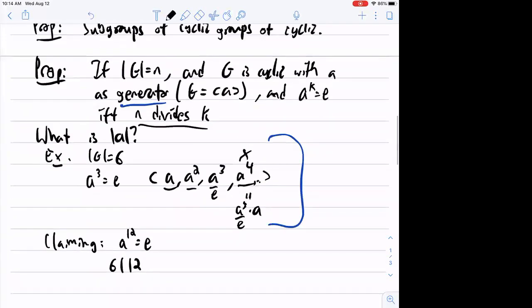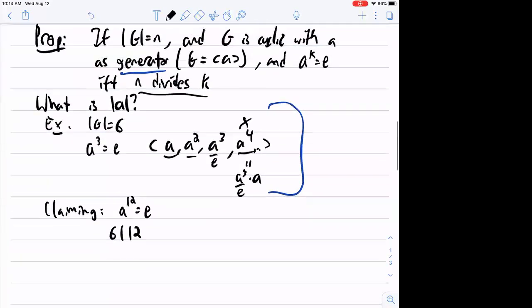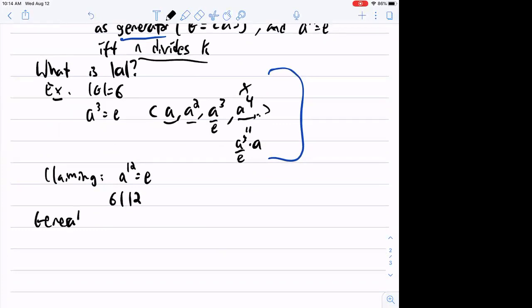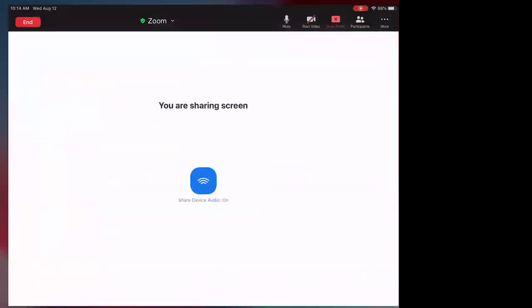Later on we will see that this is not only for cyclic groups: if you raise an element to some power K and you get the identity, the order must divide it. But in this case, since it's cyclic, the order is n. So, I'm just going to write generalization later. It's called Lagrange's theorem, but we haven't learned that yet.